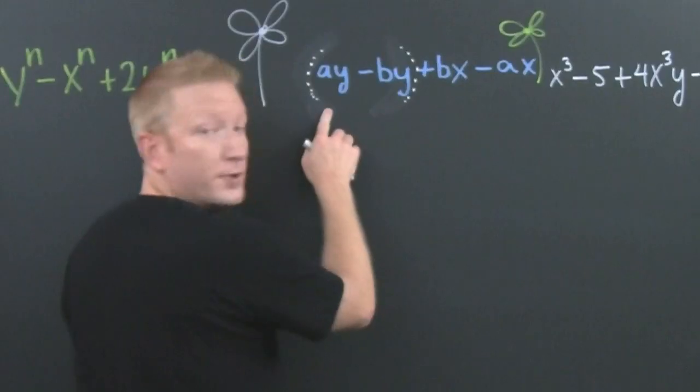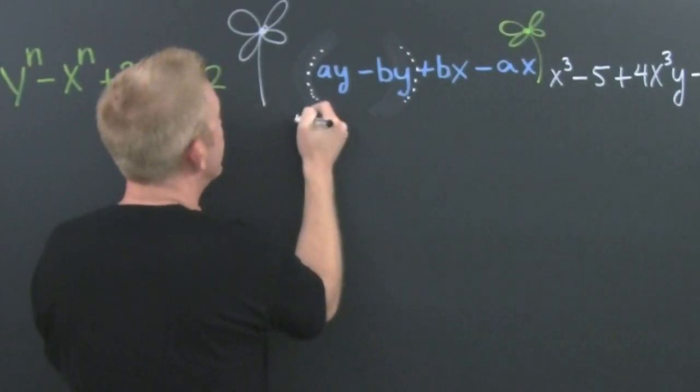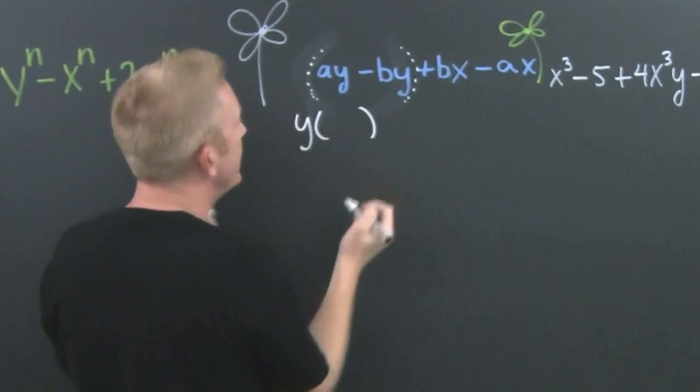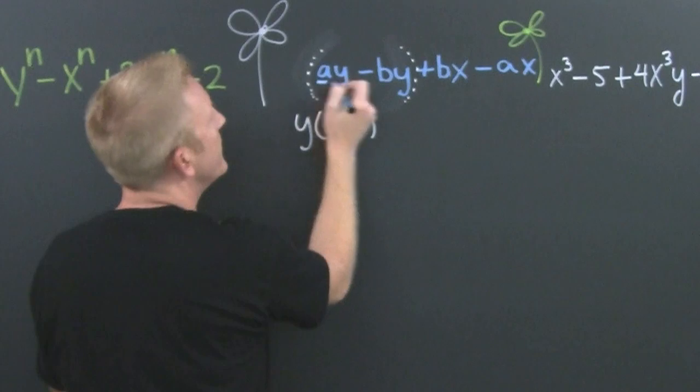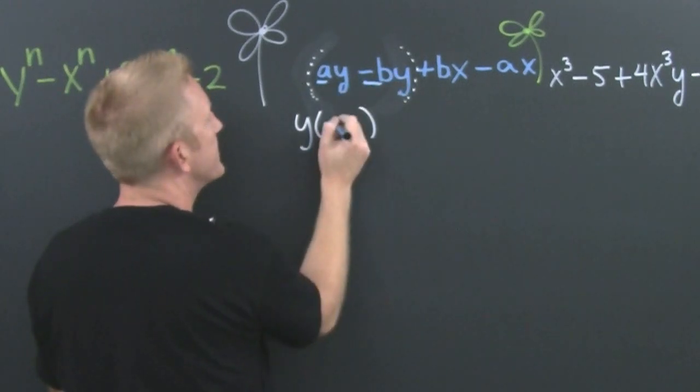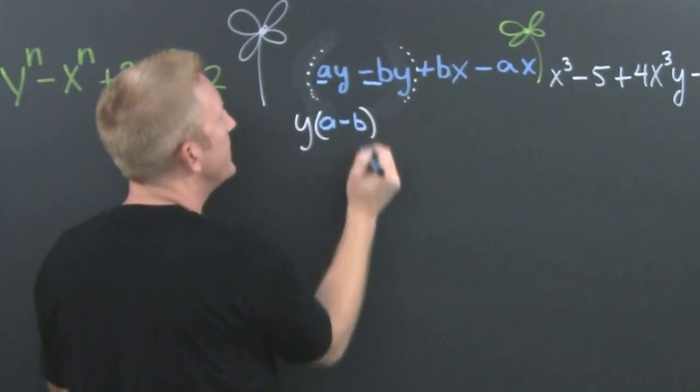Ready? Here we go. I want to pull out my common factor. Why? Because it's grouped up in there. But what's left over in here? That guy and that minus sign. This is A minus B.